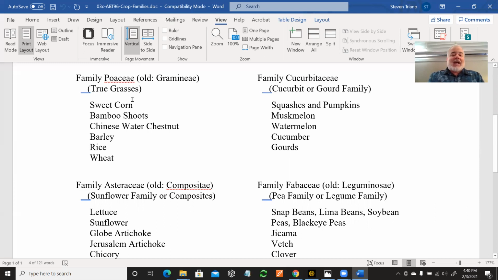And this true grasses family includes sweet corn, bamboo shoots, Chinese water chestnuts, and things like barley, rice, wheat, the grain crops. Those are true grasses. And so there's a ton of things here that's important in agriculture. I would say Poaceae is most of agriculture in the world.